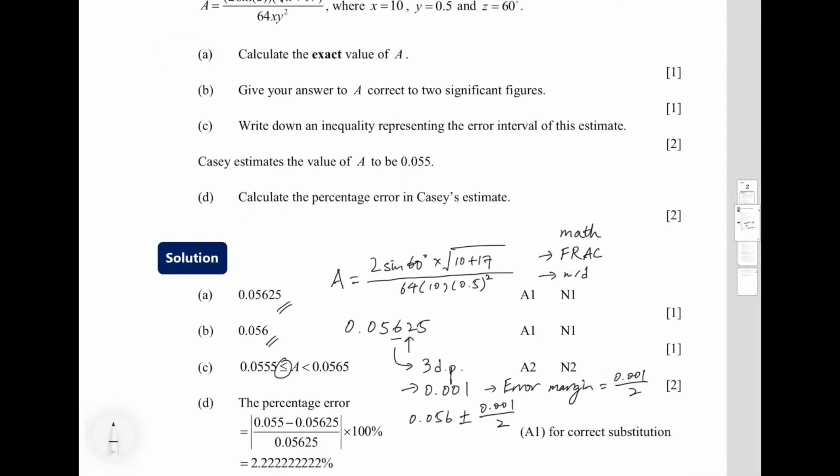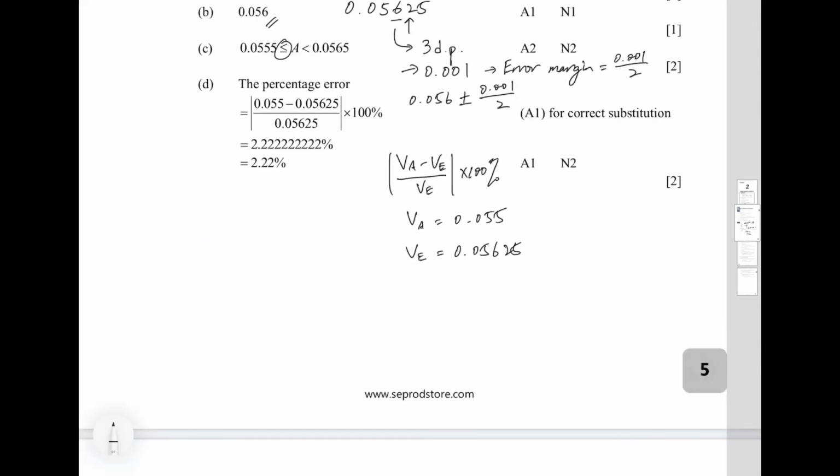Finally, in part D, we have another case of estimation. Case C estimates the value of A to be 0.055, given that our actual value would be the same as in part A, which is 0.05625. And we are going to calculate the percentage error in this estimate. In order to obtain the percentage error of this estimation, firstly, we have to identify what would be the actual value, or so-called the exact value, and what would be the approximate value.